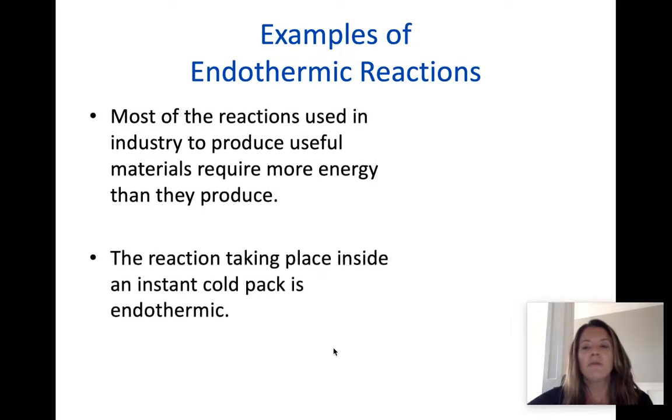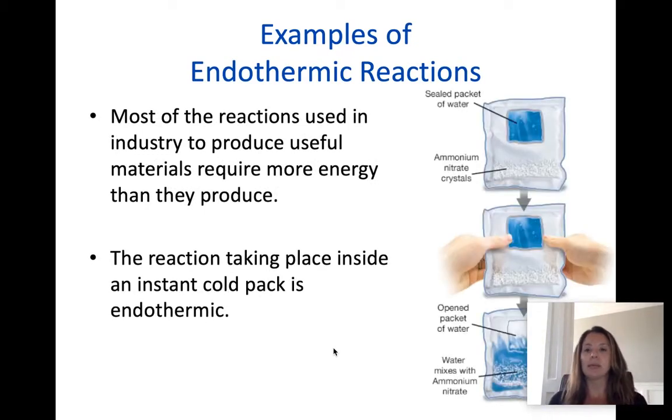Okay, so a very common example of an endothermic reaction would be a chemical cold pack. In a chemical cold pack, you have a plastic bag, and within that plastic bag, you have another smaller bag that contains the water, and then you also have some crystals of ammonium nitrate. And when you break the two together, so the water is released, the ammonium nitrate crystals will start to dissolve.